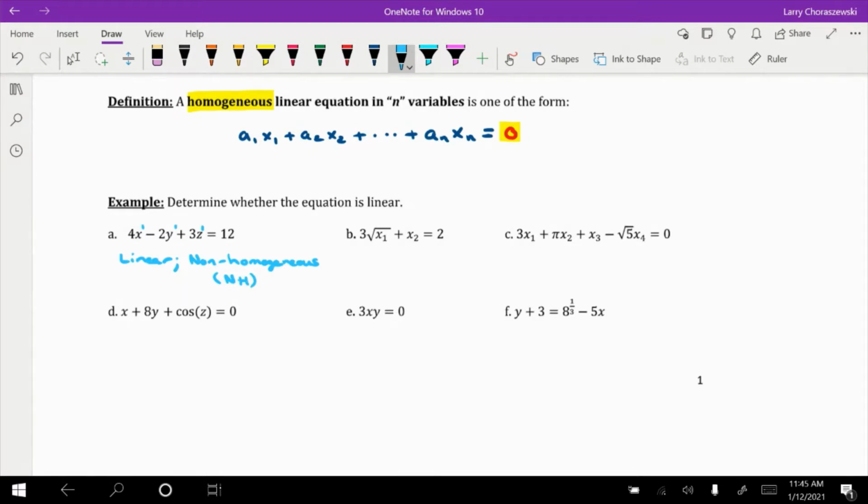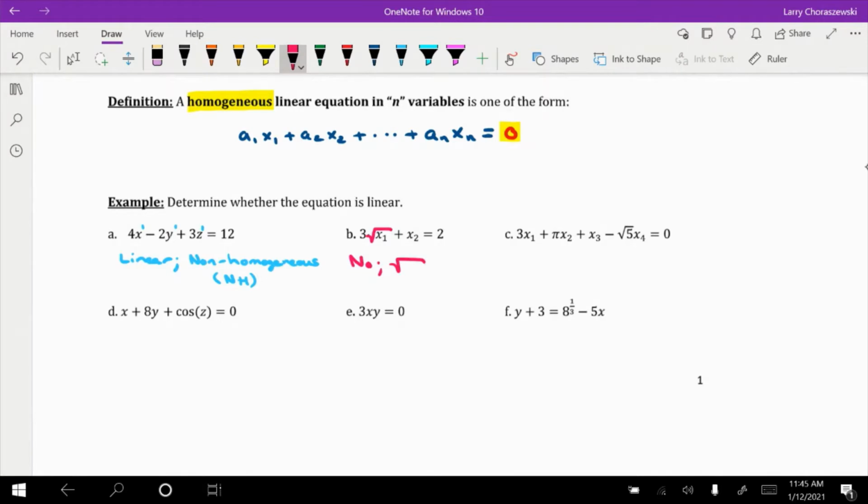Example part B, we have 3 times the square root of x sub 1 plus x sub 2 equals 2. Let's assume the variables are x sub 1 and x sub 2. Is this an example of a linear equation? No. Nope. And I'll indicate a reason as to why that is. It has to do with the fact that x sub 1 is inside of a square root.